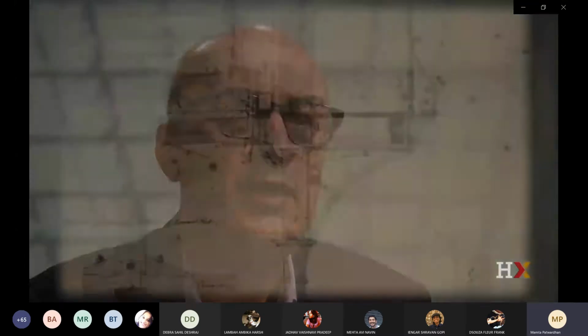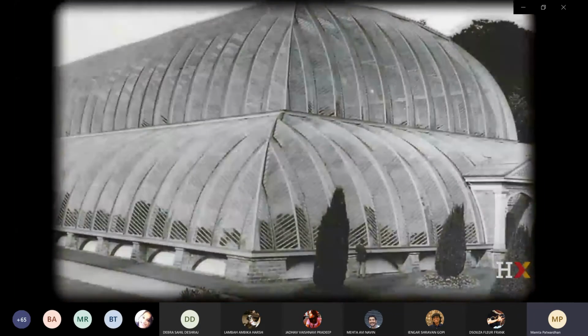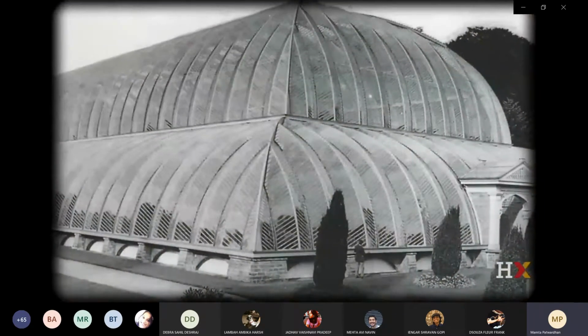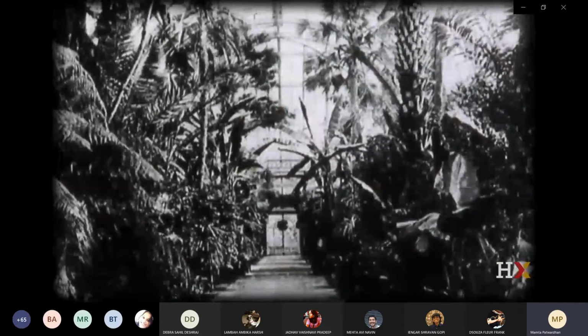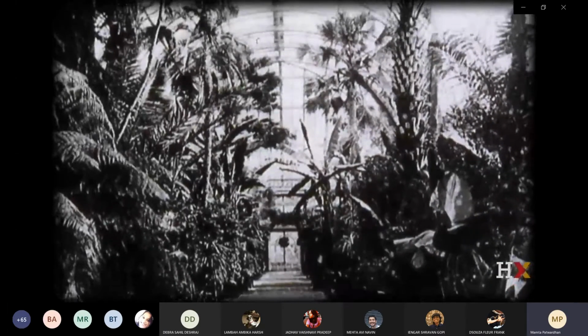The Great Stove has disappeared today, but it was much admired by the contemporaries, among other things, not only because of the technology, but also its sheer size. You have to imagine that it was as high as the vaults of a Gothic church, something quite impressive, which enabled the greenhouse to host trees inside.